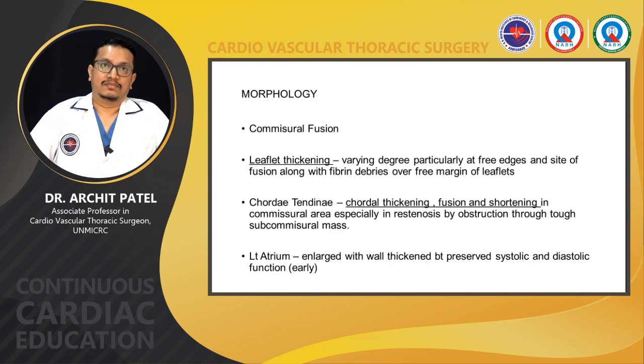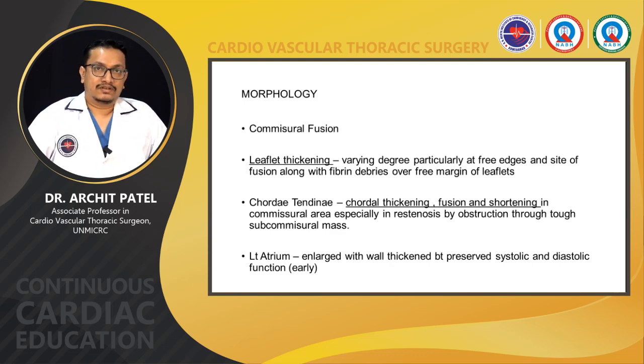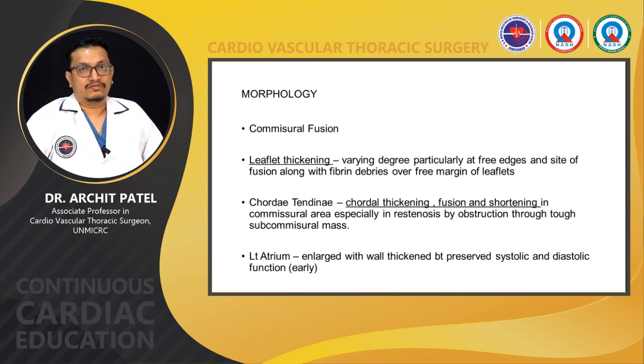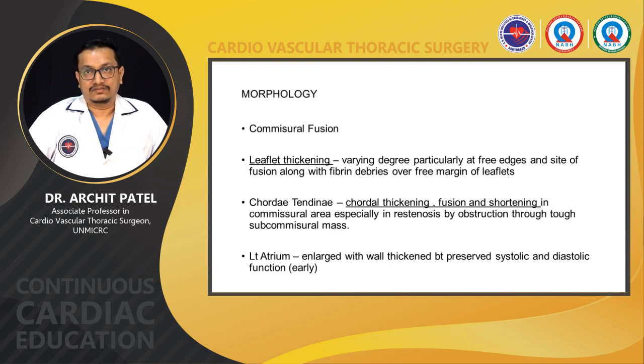What happens in MS? Commissural fusion, varying degrees of leaflet thickening, particularly at the free edges and the site of fusion, along with fibrin debris over the free margin of the leaflet. The chorda becomes shortened, fused, and thickened. The left atrium enlarges with wall thickening, but with preserved systolic and diastolic function in the early stages.